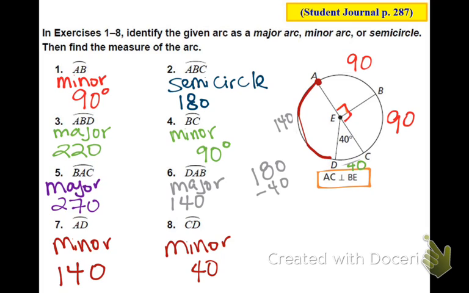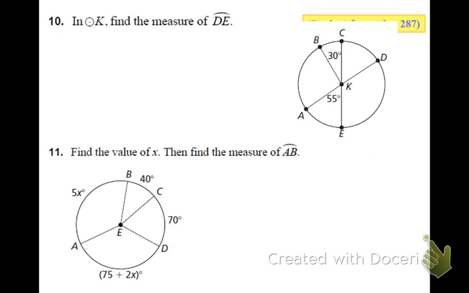Awesome. So this is a portion of what we learned yesterday. Pretty much, I want to say all of it, but maybe we learned a little bit more. The other portion that we're going to do today from yesterday is number 10 and 11, still in your student journal. Number 10, it says in circle K, find the measure of DE. Do you see a diameter in this picture? I see 2 of them. One of them will help you.